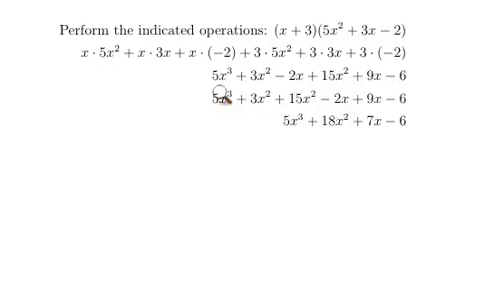So there we are combining the like terms. There's no other x cubed, so I've got 5x cubed. There are some x squareds, that's 18x squared. Combining the x's, there's positive 7x minus 6. Okay, that finishes that one.